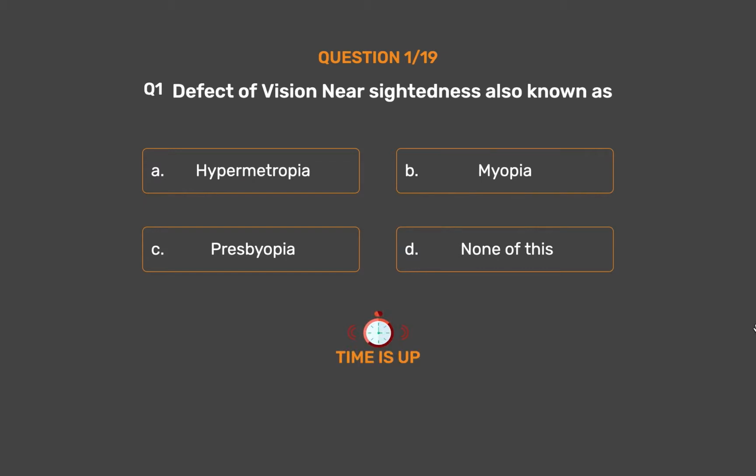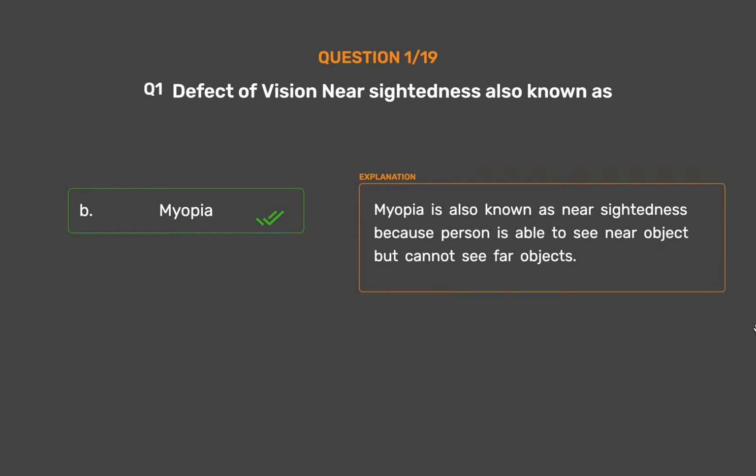The correct answer is Option B. Myopia. Myopia is also known as nearsightedness because a person is able to see near objects but cannot see far objects.